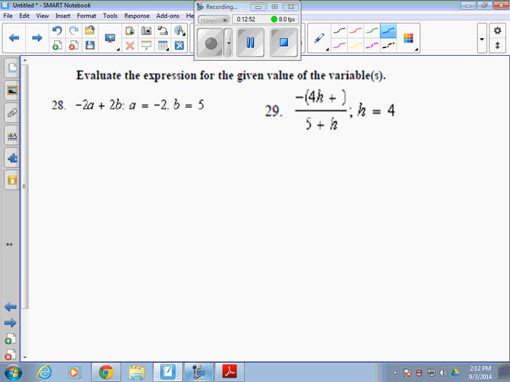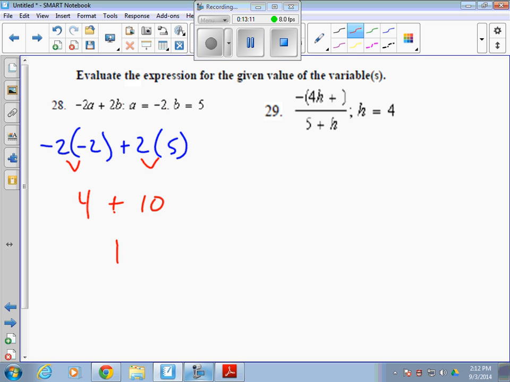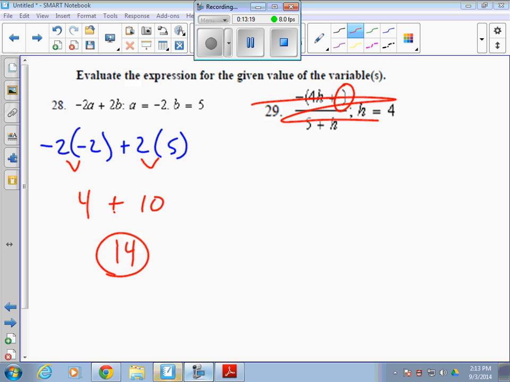Evaluating these expressions for the given value of the variable. It says a is negative 2, b is 5. Negative 2 times a plus 2 times b. Negative 2 times negative 2 plus 2 times 5. Multiply first. Negative times negative is positive 4. Positive 2 times positive 5 is plus 10. The addition next. 4 plus 10 is 14. And for some reason we have nothing there, so we'll leave number 29 off.